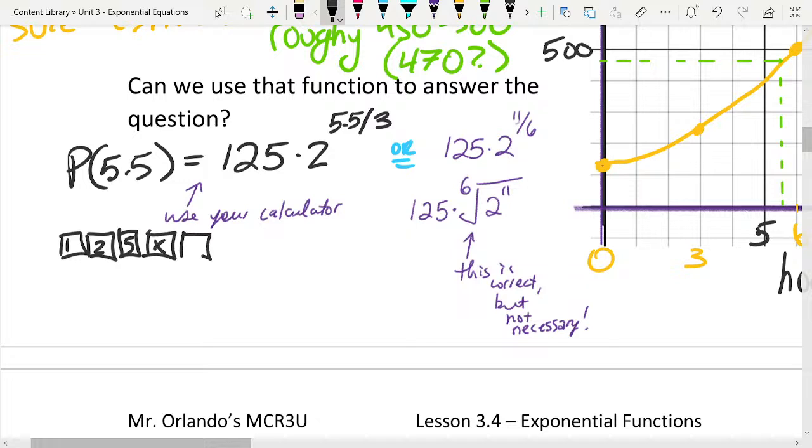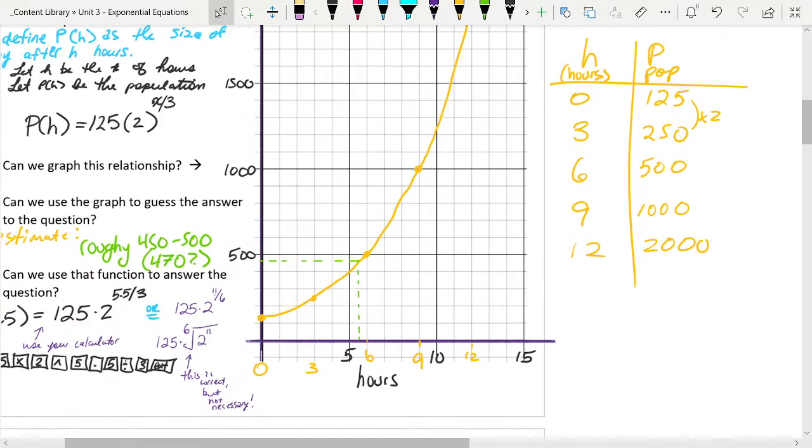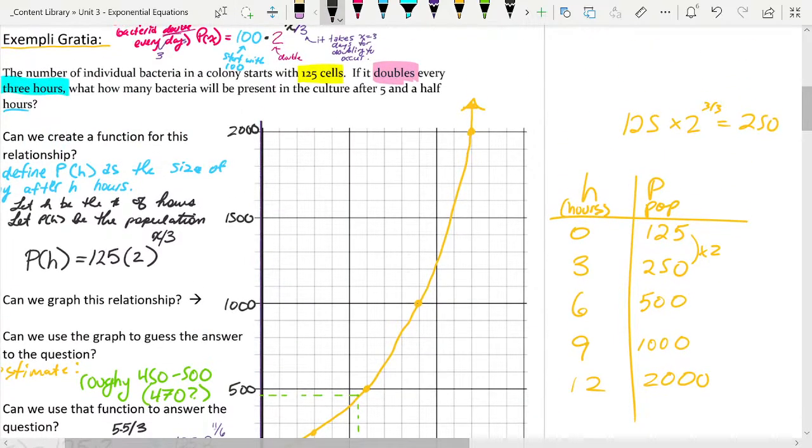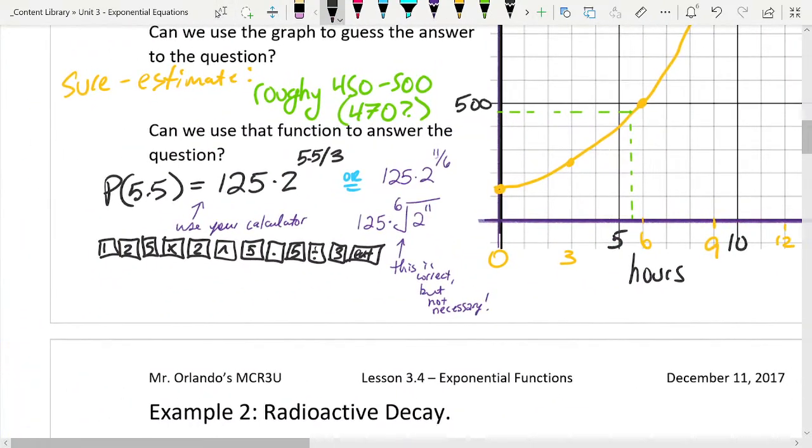So how the heck would we get that? This is where thinking exponentially gets really hard. Exponential functions change really, really fast. We know that because it goes from 125, and when you double, by the time you get to 6 it's only at 500, and then by the time you get to 12, it's up at 2,000. The growth accelerates dramatically. But what did we end up getting when we plugged this into our calculator?